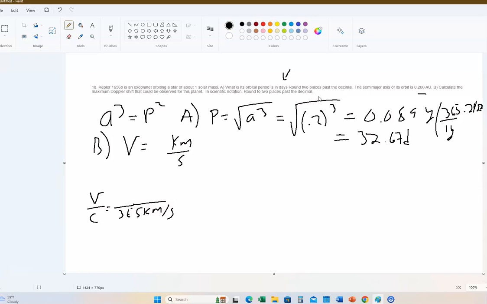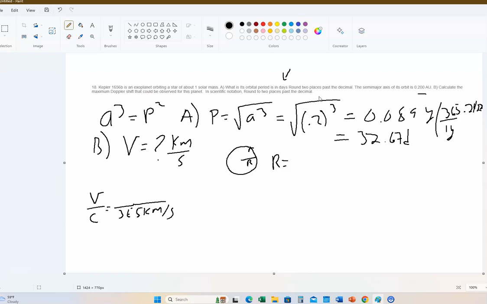So we got to work on this part, figuring out what is the velocity of this planet as it goes around its star. So it's going in a circle as usual. This is the radius right here. Now they give us the radius in.